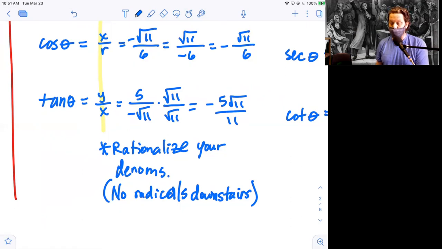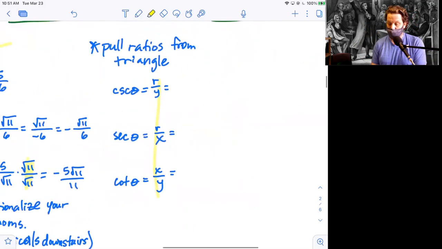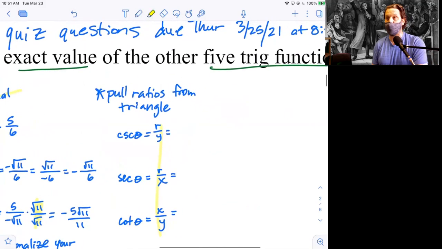All right, so you don't even have to show this step here. This step is also optional. You should be able to rationalize in your head. And if you want to just go from one to the next, that's fine. All right, now we can list our reciprocal ratios. And here's what I would recommend.